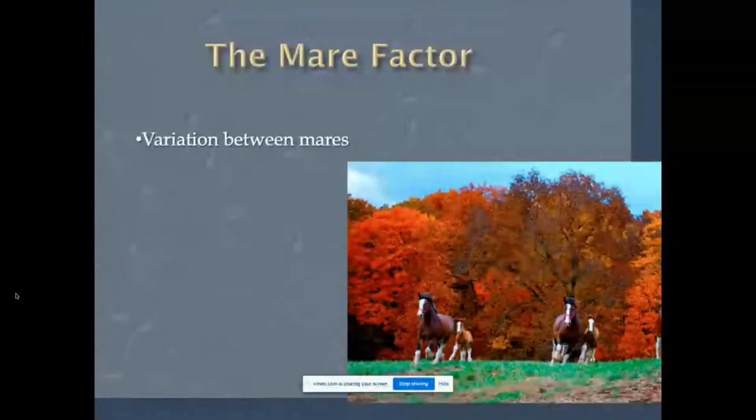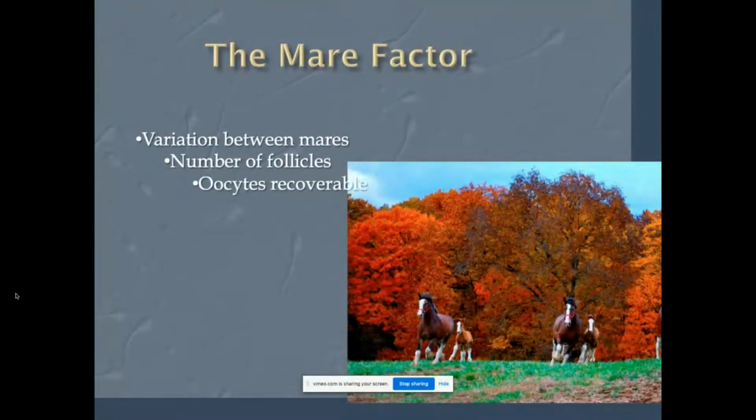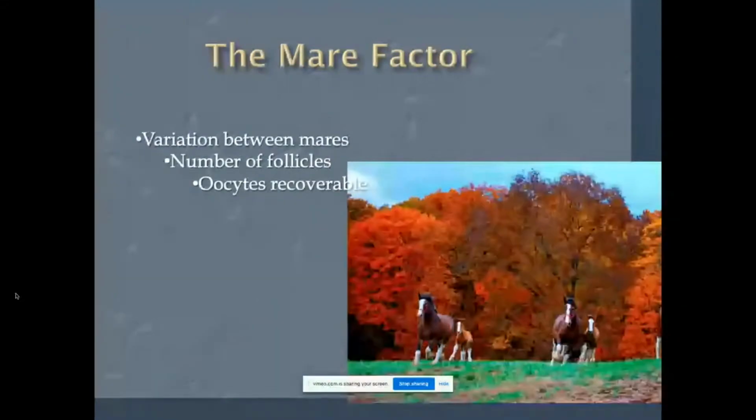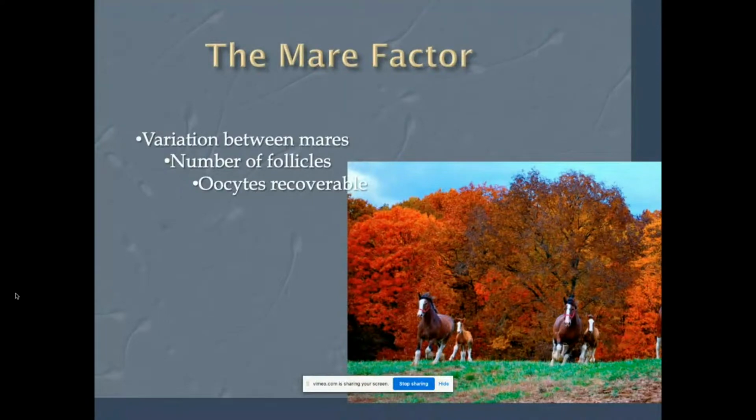So what causes this variation between mares other than that? Of course, the first one we think of is the number of follicles. More follicles, you should get more oocytes. Of those follicles, how many oocytes are recoverable? Some mares will have oocytes that are harder to recover than others. Consistently, you have a lower recovery rate with some mares. Some mares are consistently higher. You'll average 60+%, but there are some mares that are just tough to get embryos or oocytes from.